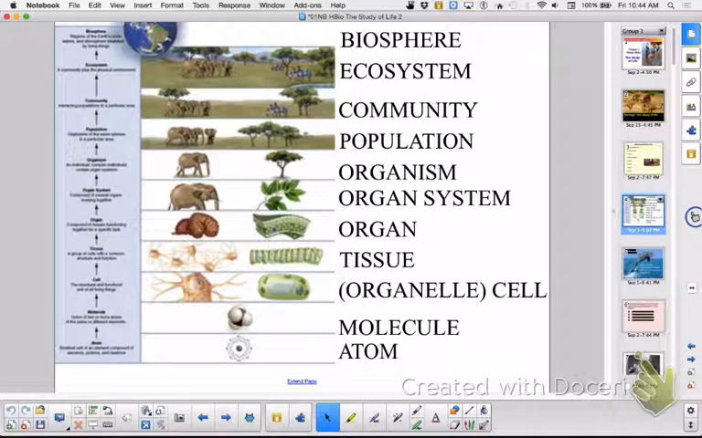Okay? Your heart has nervous tissue in it. It has muscular tissue in it, specifically cardiac muscle. Okay? It has connective tissue in it. It has epithelial tissue. Okay? All of that makes up your heart. Your heart then is part of a larger system.